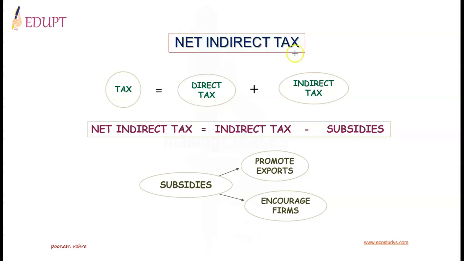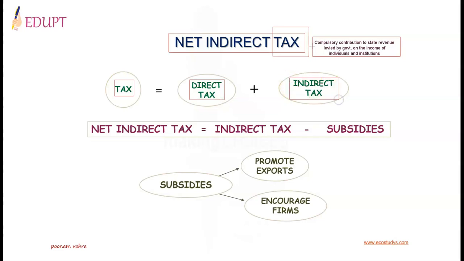Let's recall, what do we mean by tax? Tax is a compulsory contribution to state revenue levied by the government on the income of individuals and institutions. So a tax is categorized as direct tax and indirect tax. A direct tax is levied on the income of individuals and institutions by the government, and the burden of this tax cannot be shifted on to someone else. That is why it is called a direct tax.